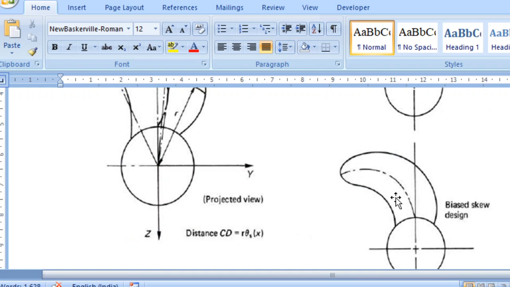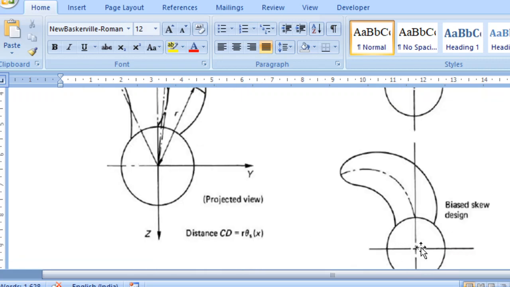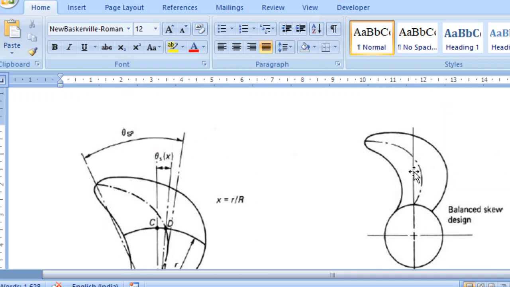For example, this one is heavily skewed to one direction, and if you draw a line from the center to the mid-chord line, it is only cutting once. So this is called biased skew. This shape is more biased. It means it is more tilted in one direction, and if you see the weight distribution, more weight is on one side of the directrix, the line which is perpendicular to this plane. Here it is cutting in two positions.